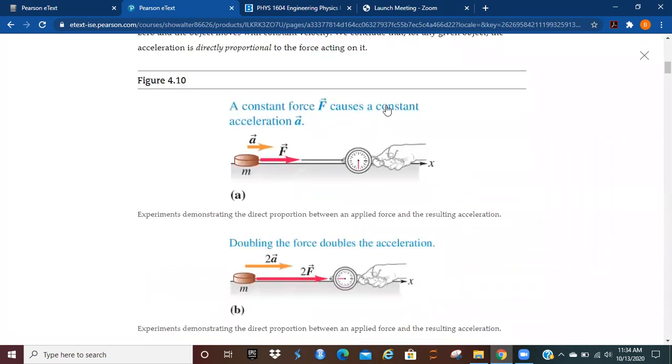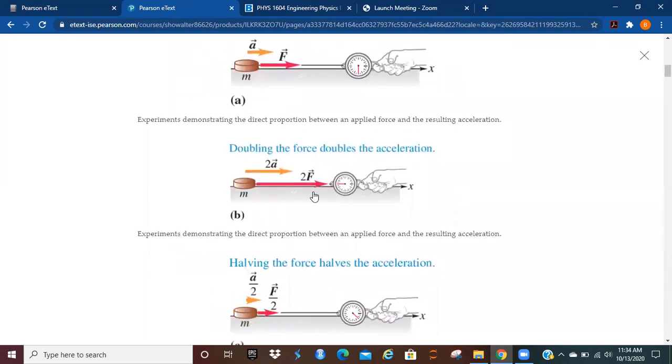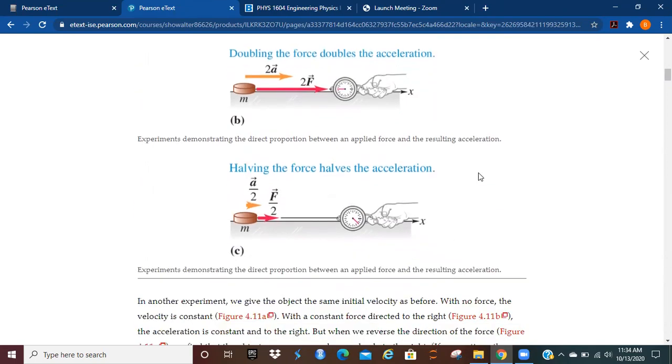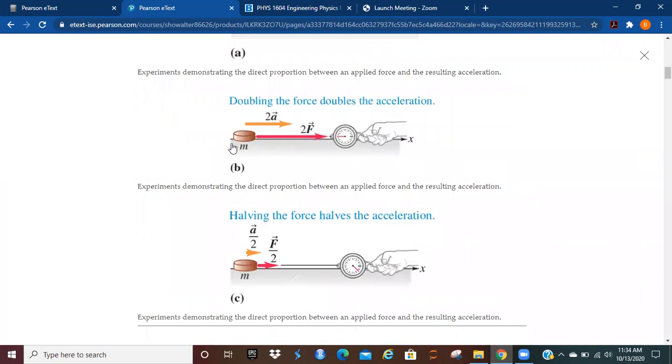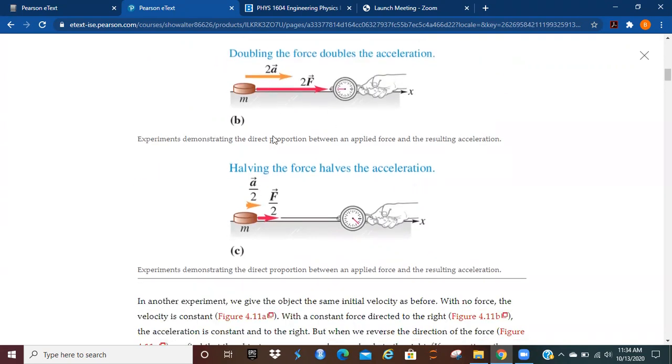So we have a constant force causes a constant acceleration. We've got our spring device here, which is measuring the force. If the force is constantly being applied, then it's going to end up giving a constant acceleration. If you double the force, then the acceleration is also doubled. And you can get that from the formula that we had earlier: force is equal to mass times acceleration. If you put a 2 in for the F, then the acceleration is also going to have a 2 with it. Halving the force is going to halve the acceleration.